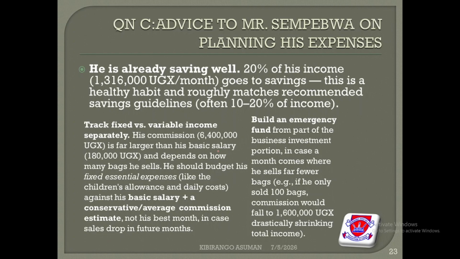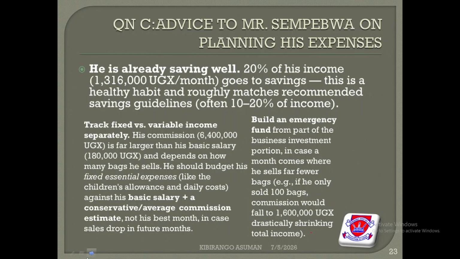The next advice we give Mr. Sempebwa is to build an emergency fund from part of the business investments portion, in case a month comes where he sells far fewer bags. For example, if he sells only 100 bags, the commission will fall to 1.6 million Ugandan shillings, shrinking his total income. So that is the advice.